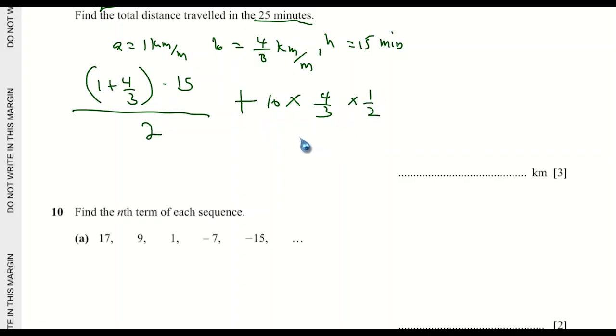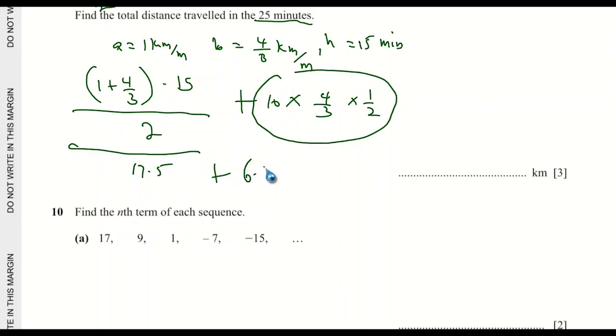They are the same. Okay, so from here, if you do this, this particular one here gives 17.5, plus the whole of this one gives 6.6667. So if you add the two together, it is approximately 24.2, correct to 3 significant figures.